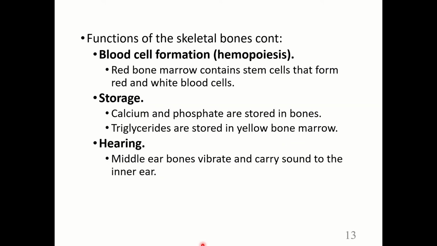There are other functions of the skeletal bones as well. In this slide, we'll cover blood cell formation, or hematopoiesis, storage, and hearing. In blood cell formation, also known as hemopoiesis, red bone marrow contains stem cells that form red and white blood cells. As far as storage is concerned, calcium and phosphate crystals are stored in bones. Triglycerides are stored in the yellow bone marrow. And for hearing, 3 middle ear bones vibrate and carry sound to the inner ear. Not all animals have this. Not all animals hear.